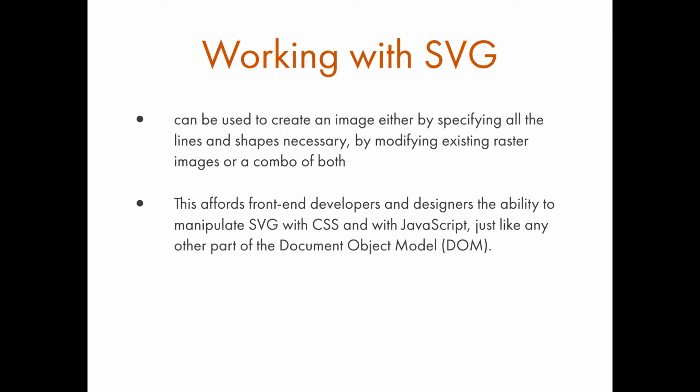They can be used to create an image either by specifying all the lines and shapes necessary. So you can create SVGs programmatically by using code, or you can create them using something like Adobe Illustrator, and you can export your SVG file, either the code or the image, and embed it as an object. That's good because it gives front-end developers and designers the ability to manipulate SVG with CSS. It has that flexibility, just like any other part of the document object model. So we can work with SVG, we can set CSS on the different elements, and we'll see what that looks like.